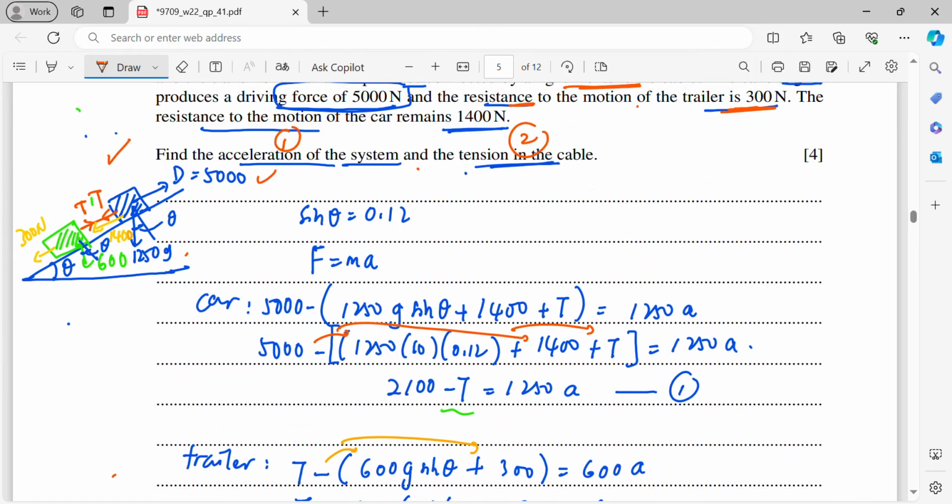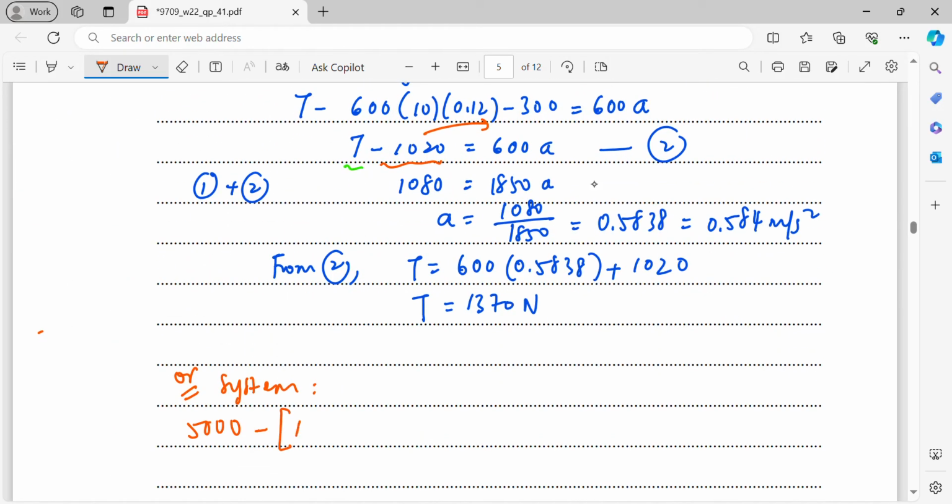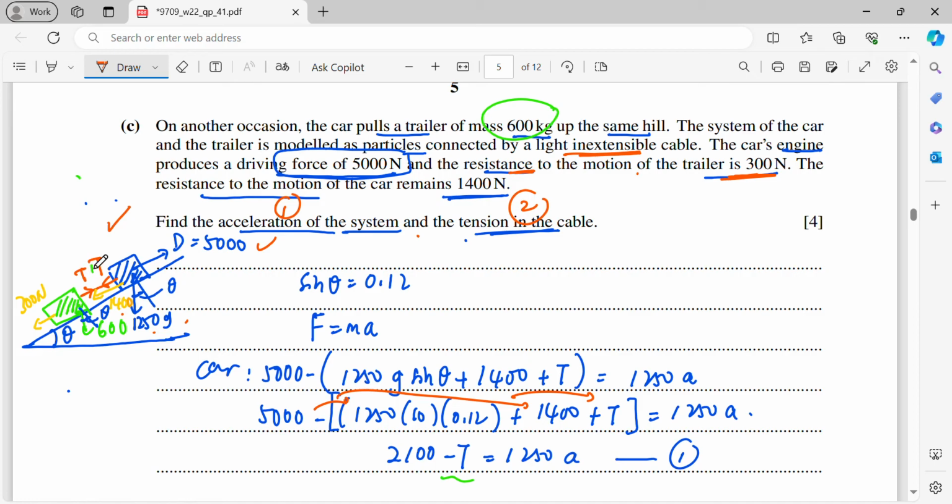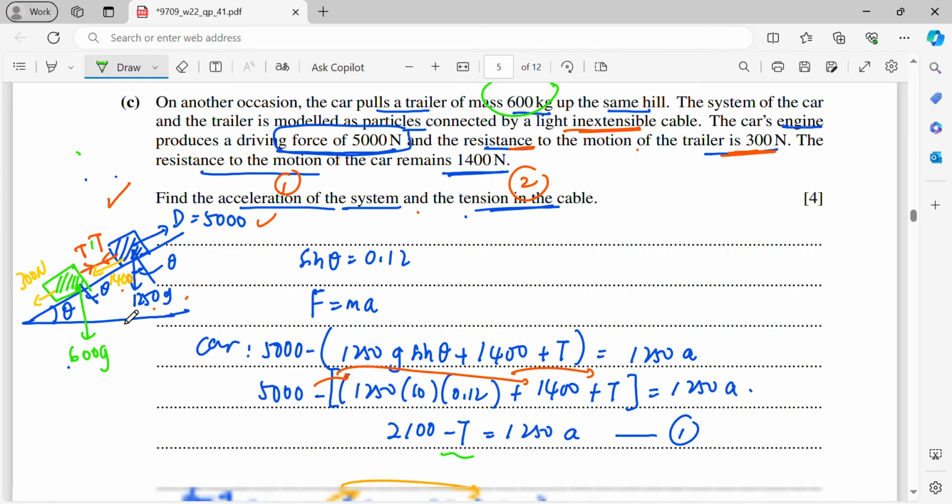So it will be 1400, then 1250 G sine theta. So it will be 1400 plus 1250 G sine theta. After that, the T will be ignored. Then for the trailer, you will have 600 G. Okay, here is 600 G sine theta, together with the 300.